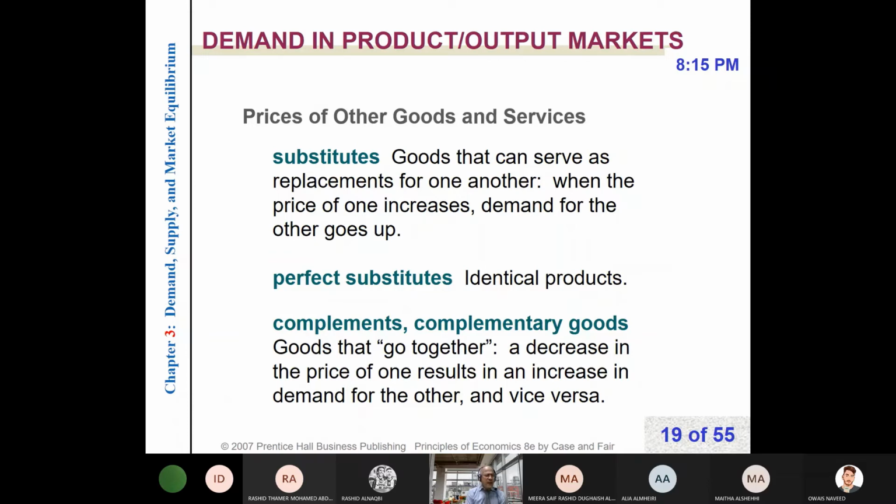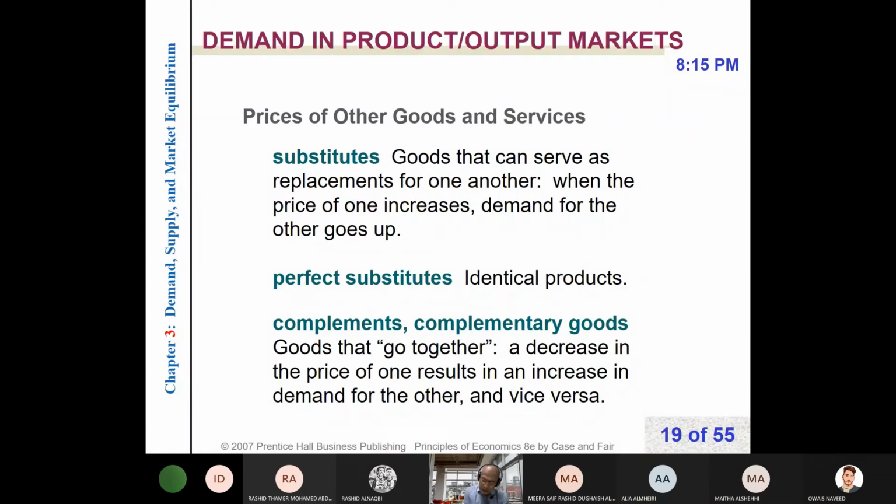Some goods are perfect substitutes. They are identical. For example, for a customer such as Maythe, Coca-Cola and Pepsi-Cola are perfect substitutes. They are totally equal. They are copy-paste. So if the price of Coca-Cola increases by one fifth, demand for Pepsi-Cola will increase. She will automatically shift to another substitute.